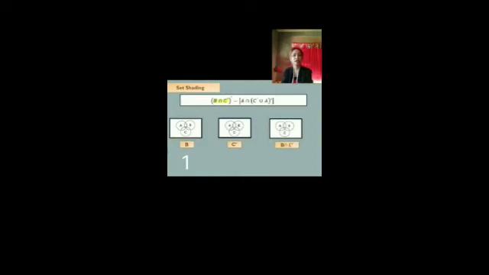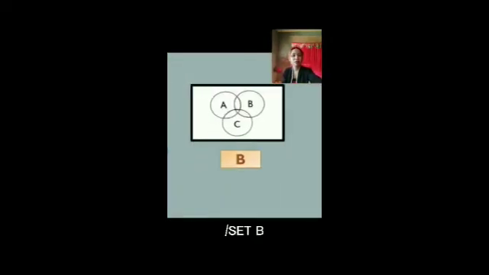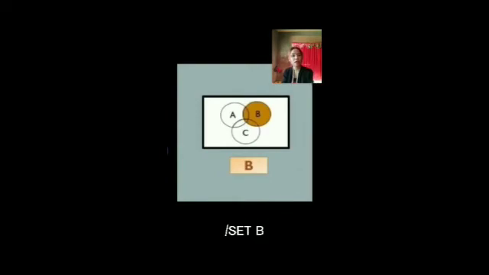First, we need to find the letter B. When we find the letter B, we only shade inside the letter B. Next, the complement of C. When we find the complement of C, or not C, we will shade the outside of letter C, everything outside of letter C.